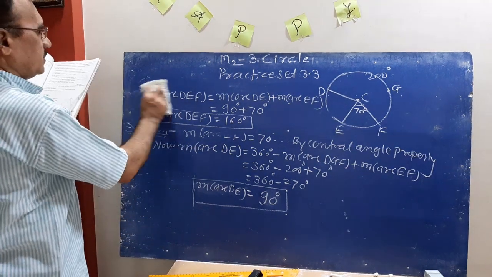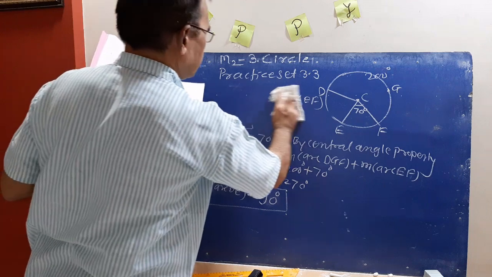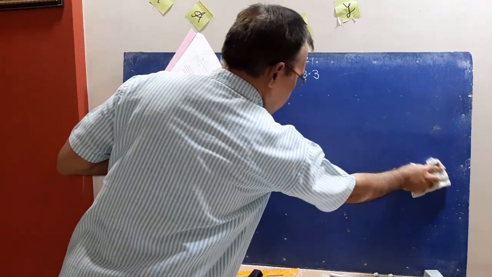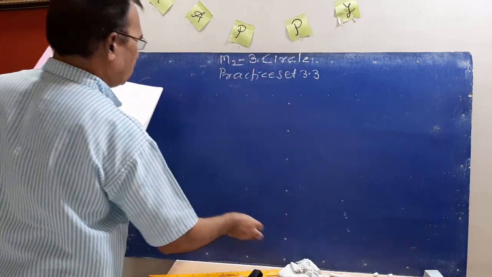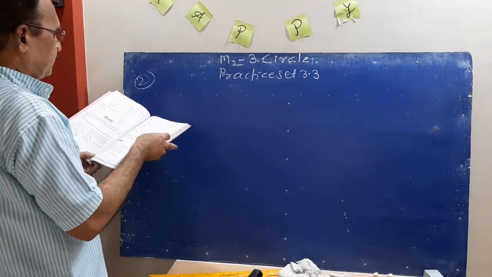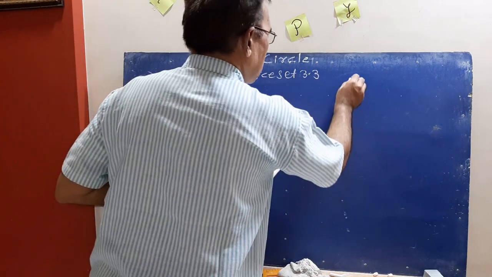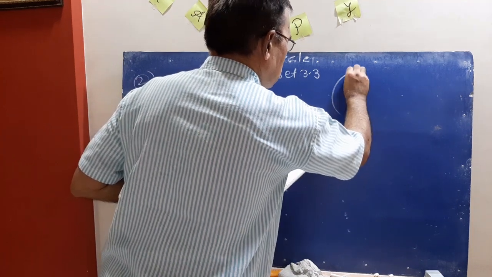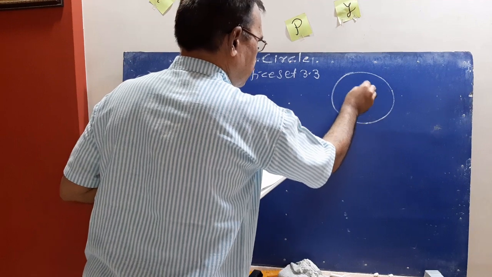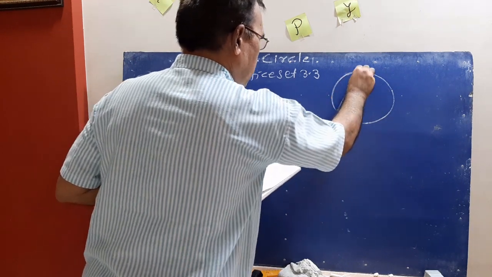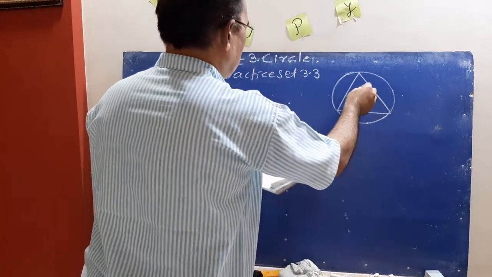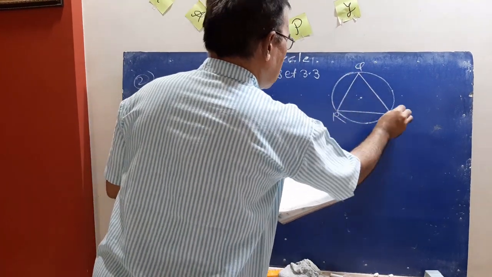Then we are going to see the second example. Only one example remains. You try to solve it yourself. Now here we are going to see the second example. Again, draw a circle, then draw an equilateral triangle. The name of the equilateral triangle is QRS.